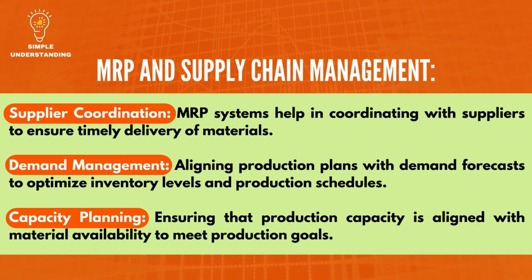5. MRP and supply chain management. A. Supplier coordination. MRP systems help in coordinating with suppliers to ensure timely delivery of materials. B. Demand management. Aligning production plans with demand forecasts to optimize inventory levels and production schedules. C. Capacity planning. Ensuring that production capacity is aligned with material availability to meet production goals.